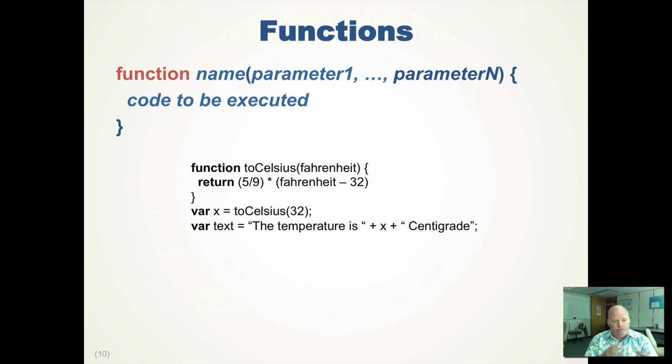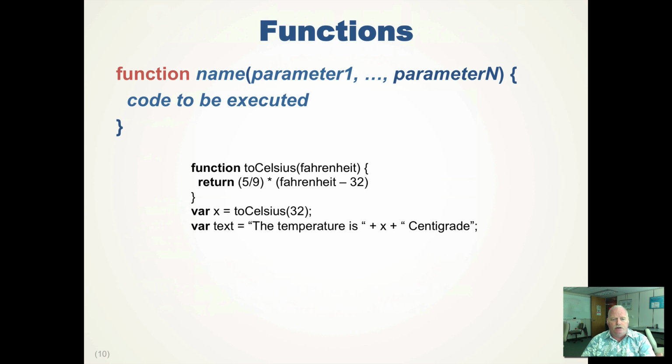Functions have the function keyword. You provide a name, and then you have as many parameters as you want, and you put the code that you want to be executed inside the block. So for example, the toCelsius function takes one parameter. Functions can have a return statement that will actually return a value. If you don't have a return statement, the function returns undefined.